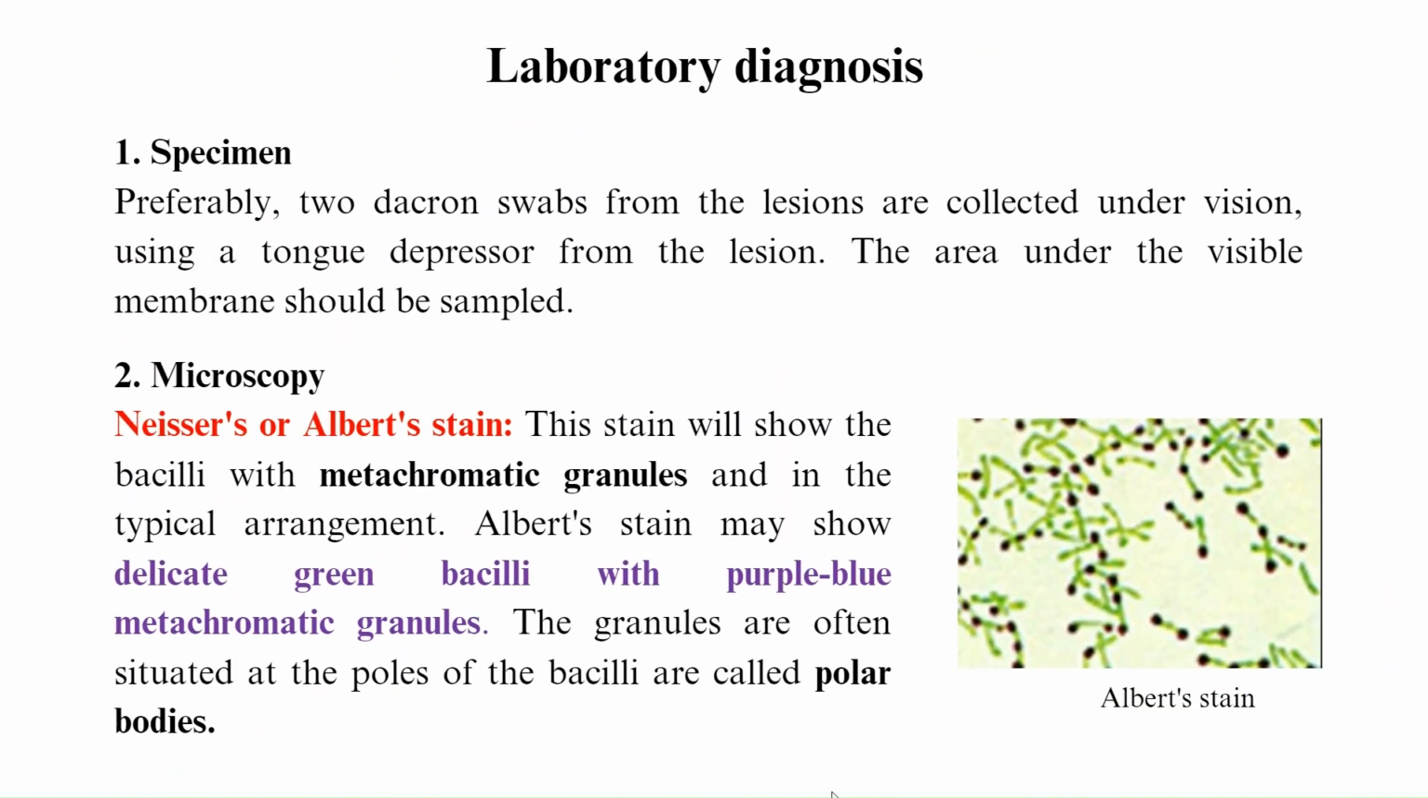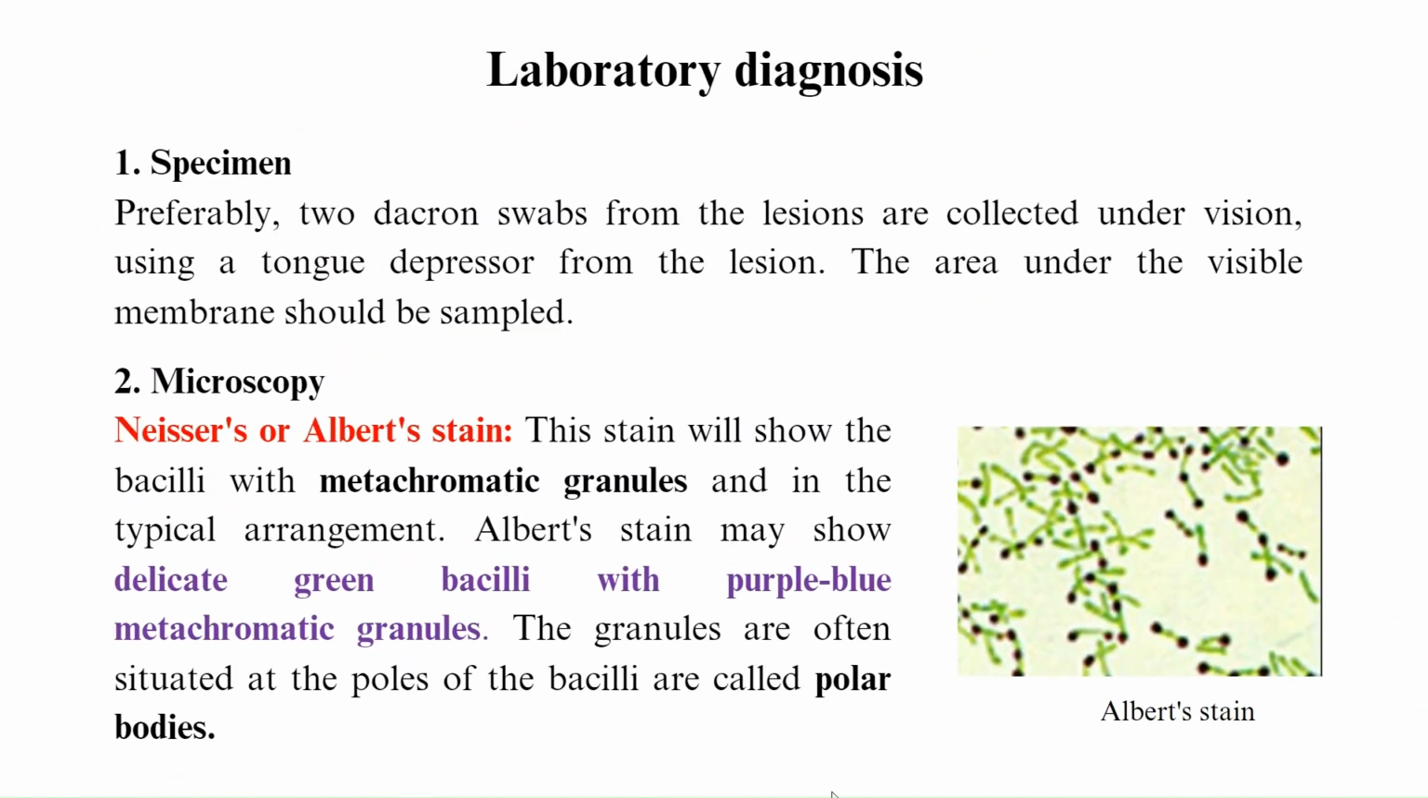Laboratory diagnosis. Specimen. Preferably, 2 Dacron swabs from the lesions are collected under vision, using a tongue depressor. The area under the visible membrane should be sampled. Microscopy. Neisser's or Albert's stain. This stain will show the bacilli with metachromatic granules and in the typical arrangement. Albert's stain may show delicate green bacilli with purple-blue metachromatic granules. The granules are often situated at the poles of the bacilli and are called polar bodies.